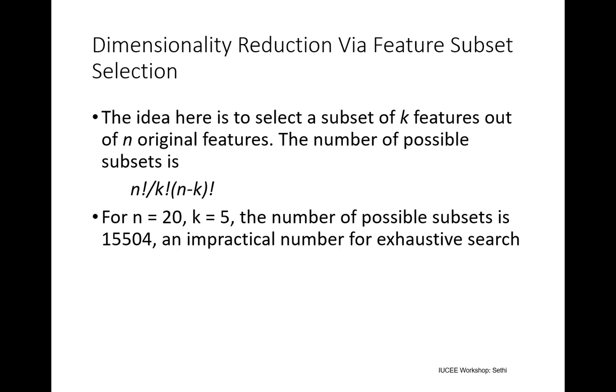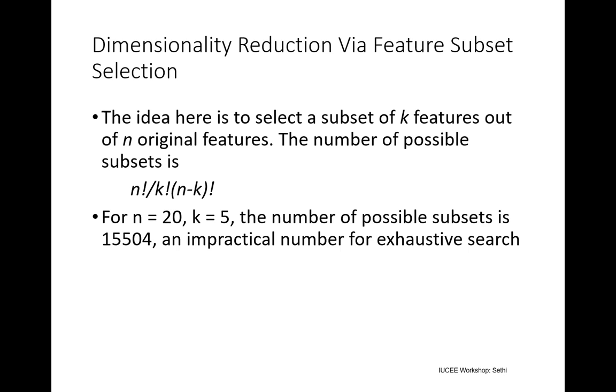All right. So in the PCA, we are transforming the features to do the reduction. In this method, we do not do any transformation. We just try to figure out what is the best subset of features that can be used in place of all the features. All right. So this is known as dimensionality reduction via feature subset selection. So the idea here is to select a subset of k features out of n original features.